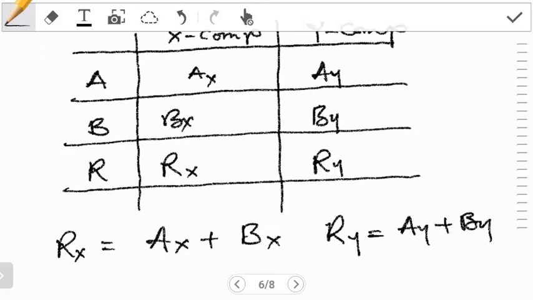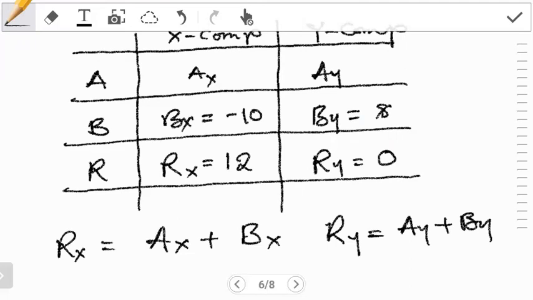Now, what does the question tell us? The question tells us that B in X is -10, and B in Y is given to us as 8. The resultant has magnitude 12, and all of it is in the positive X. There is nothing in the Y axis, so the resultant has a component 0 in the Y axis.